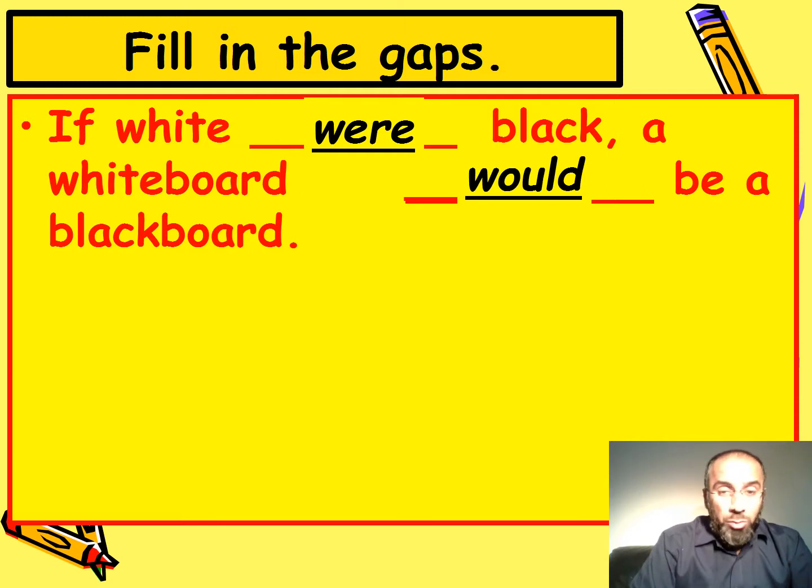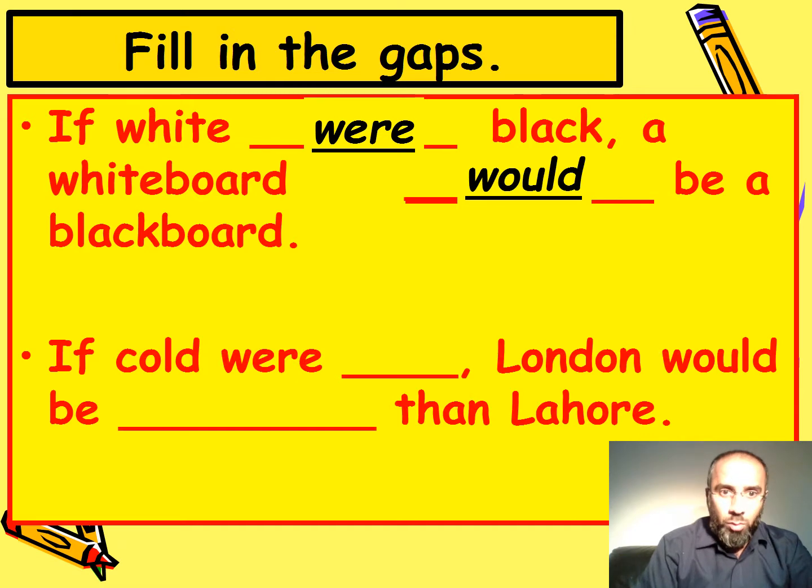Okay, now we're using were because we know white is not black, but we're talking about a topsy-turvy world. Is that world real? No, it's not. Okay, let's have a look at another one. If cold were, London would be than Lahore.